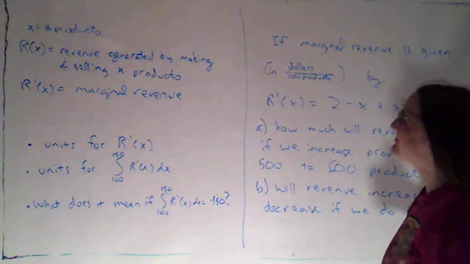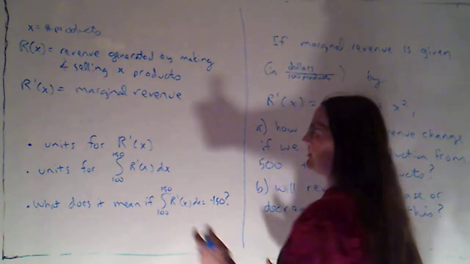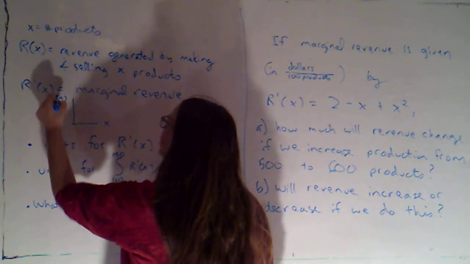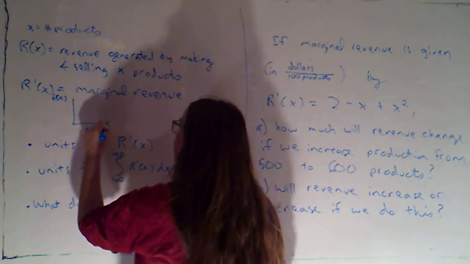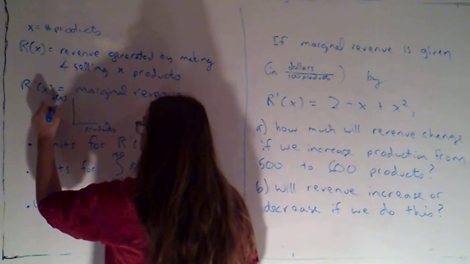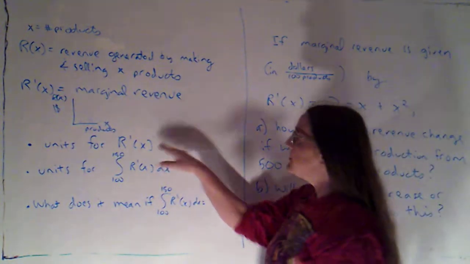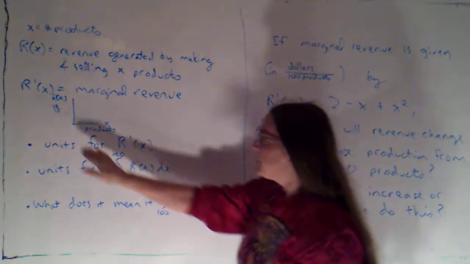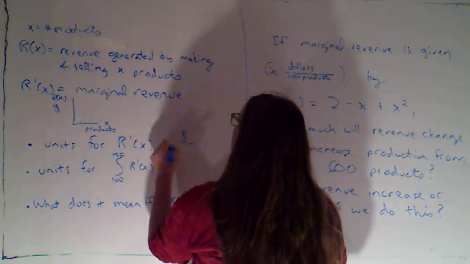Welcome back. Okay, so for the units for the marginal revenue, if I were plotting revenue, I would have X here and R of X here. X, we said, was the number of products, so the units there are just in products. If R of X is the revenue, that's going to be in dollars. Okay. So the units for R prime, well, R prime is just geometrically a slope, so it's going to be these units divided by these units. So that would just be dollars per product.